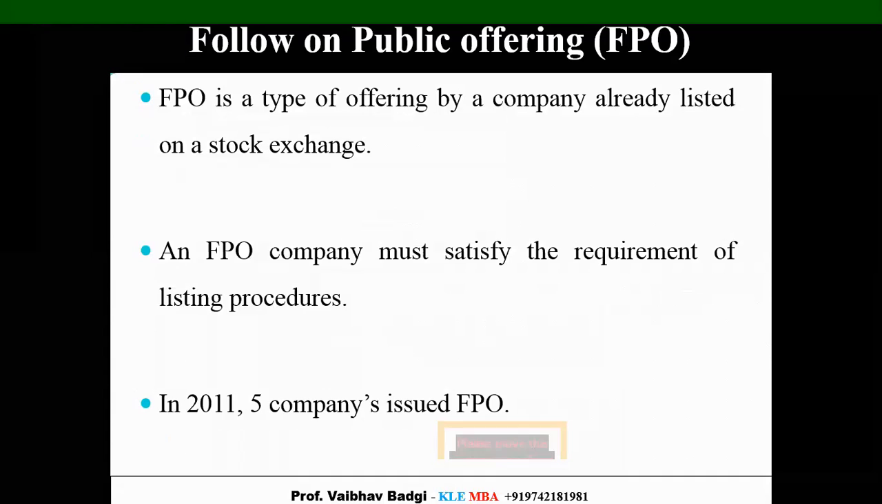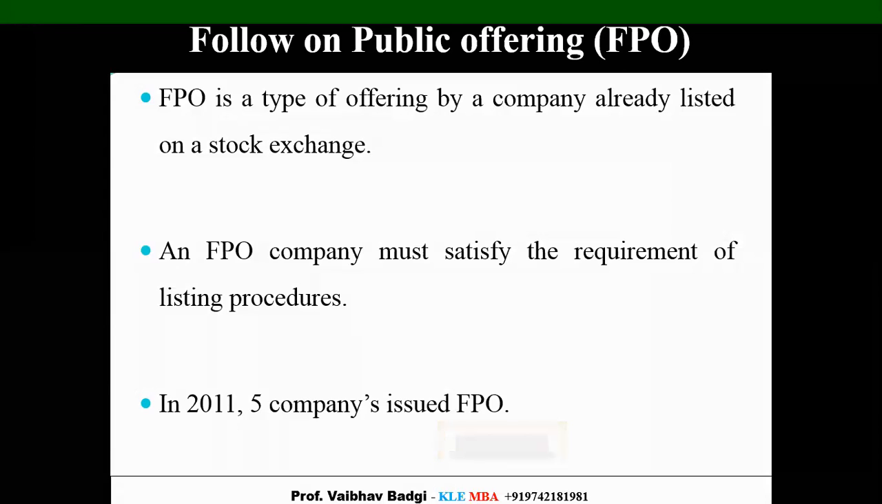Next, we move on to the next type of public offering. This is called FPO, that is follow-up public offering. This type of offering is done by a company which is already listed on the stock exchange. Take for example, I am taking the name of a company called L&T. L&T is already available on the exchange for trading. In spite of this, if the company still wants to generate more money from the people, they can generate money by offering an FPO, that is follow-up public offering.